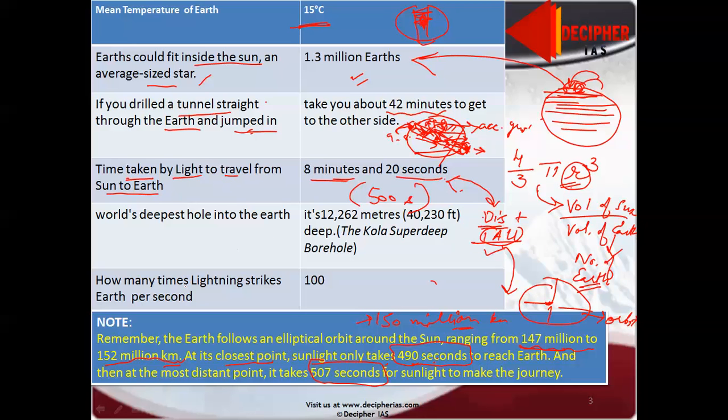Now, which is the world's deepest hole in the Earth? It is the Kola Super Deep Borehole. It is in Murmansk Oblast province in Russia. It is approximately 12 kilometers deep, and the Kola Super Deep Borehole was named after the Kola Peninsula. It is near Finland, and it is between the White Sea and the Barents Sea.